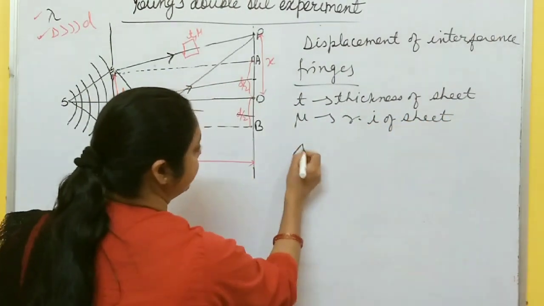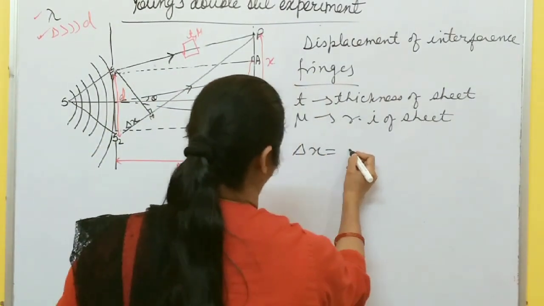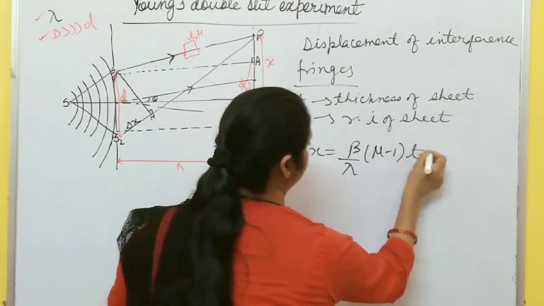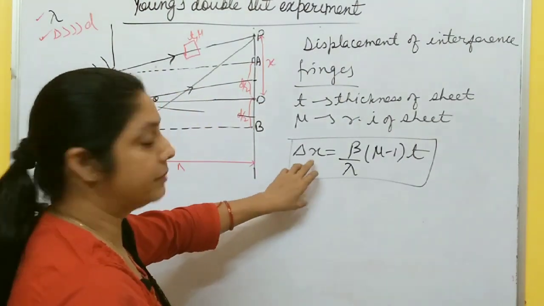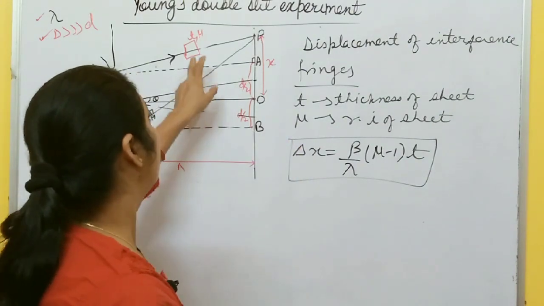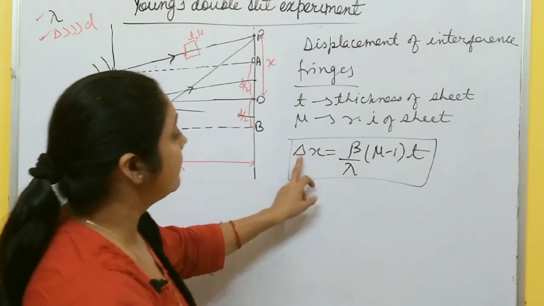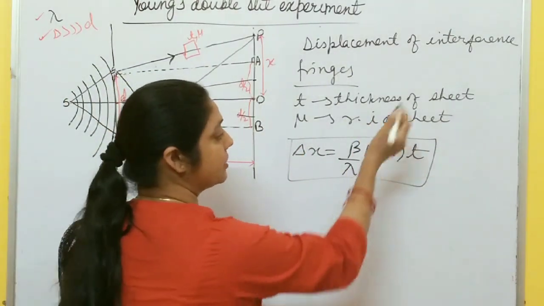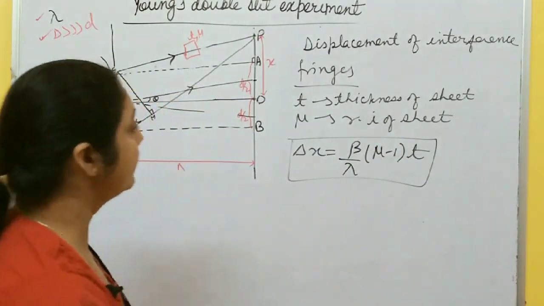Then the extra path difference introduced is delta x equal to beta by lambda times mu minus 1 times t. You just remember this formula. This is very important. Some numericals come based on this formula. So the extra path difference introduced when a transparent sheet is introduced in one of the two interfering beams is delta x equal to beta by lambda times mu minus 1 times t, where t is the thickness of the sheet, mu is the refractive index, and lambda is the wavelength of light used.